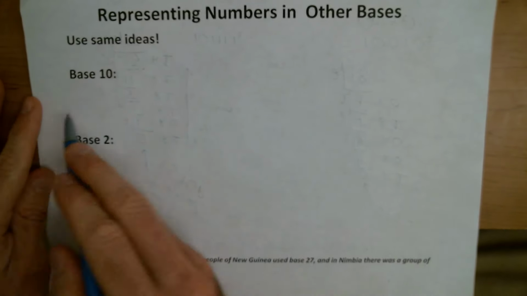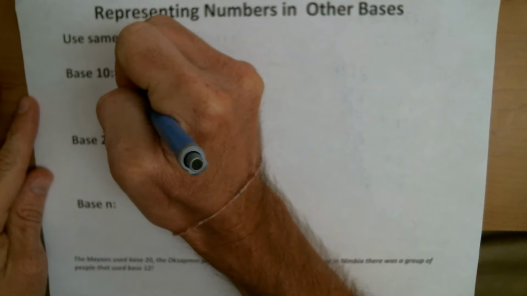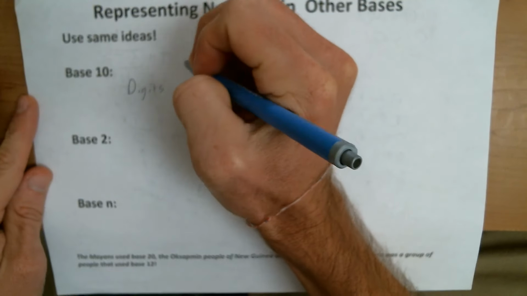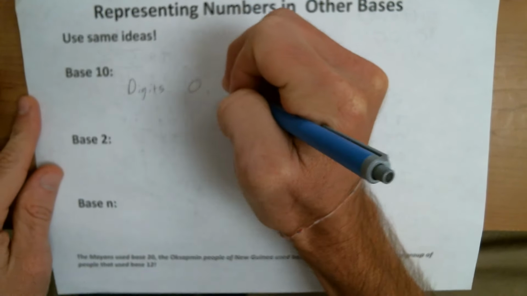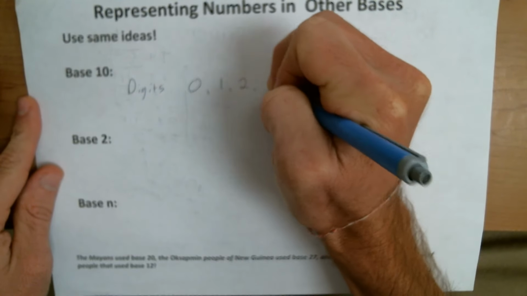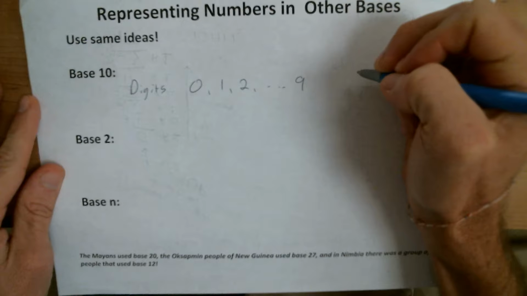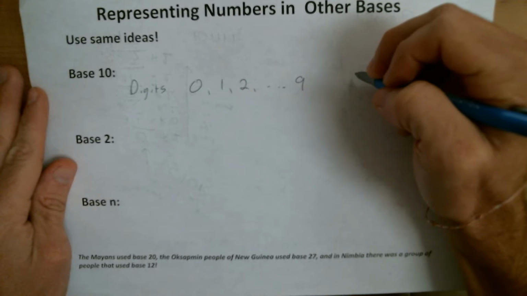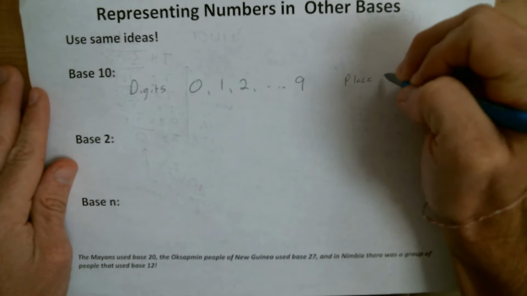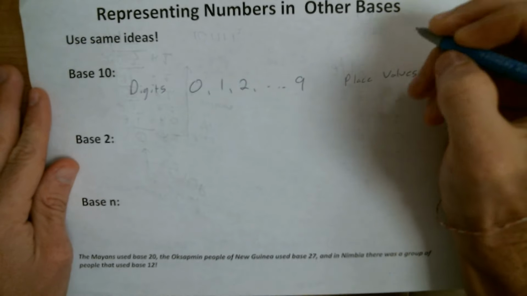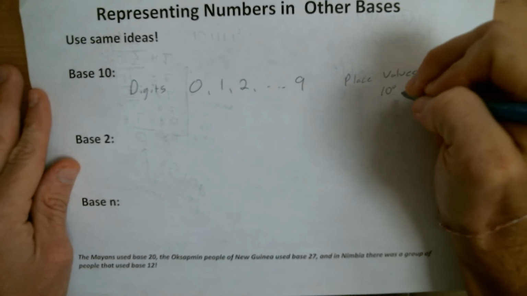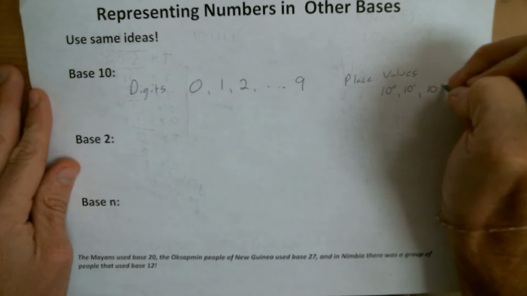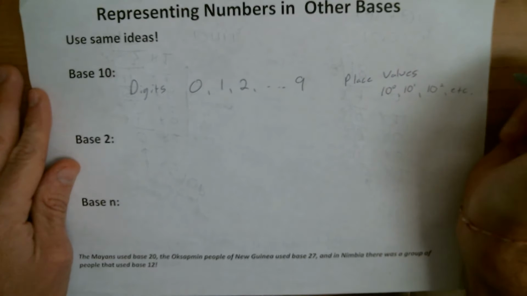So, base 10. What digits are available to us in base 10? Well, we start with 0, and then we go up to 9. So we have 10 digits available to us, and those digits are 0 through 9. And then if we're talking about place values, we have 10 to the 0, which is the ones place, 10 to the first, which is the tens place, 10 squared, which is the hundreds place, and so on and so forth.